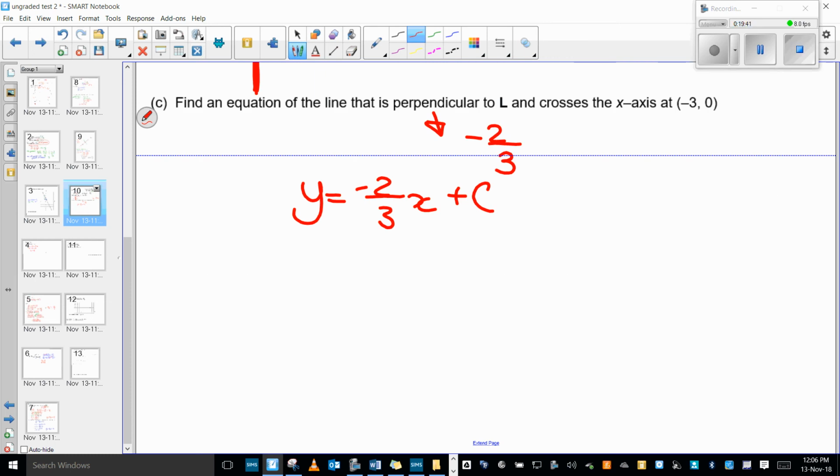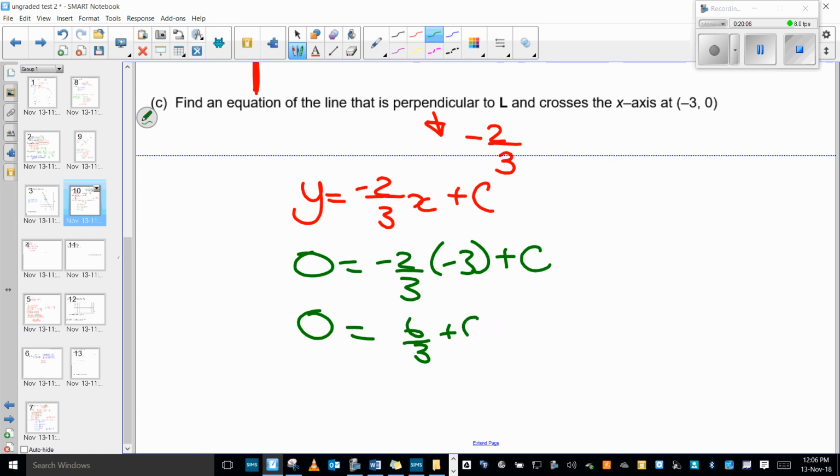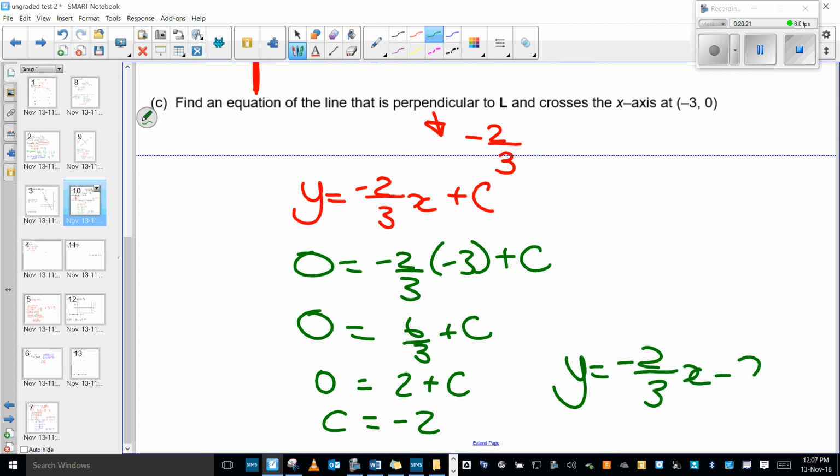Jodie, what am I going to do to find the y-intercept? Substitute the coordinates. Good. Which one's which? y is 0. Okay, so 0 equals negative 2 over 3 multiplied by negative 3. So negative 2 multiplied by negative 3 is 6. Put 6 over 3, which is 2. And so that means that c is negative 2. You're happy with that? Yeah. And so my equation is y equals negative 2 over 3x subtract 2.